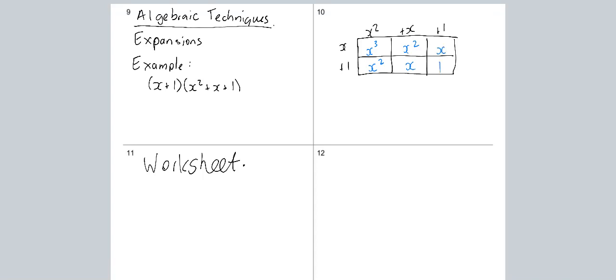I'll stop there for a moment and ask if there are any questions about how I set it up or how I filled in the blue boxes. And give you a chance to copy it down.